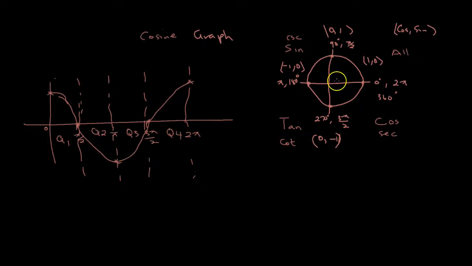So you can see here for cosine, quadrant number 1 is positive, quadrant number 2 is negative, quadrant number 3 is negative, and quadrant number 4 is positive. So that's pretty much how understanding the unit circle makes all of these very simple to understand.